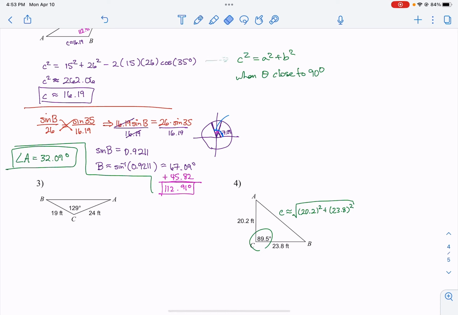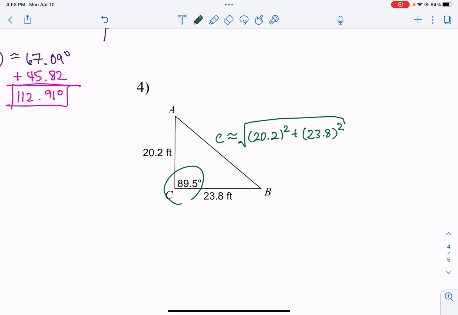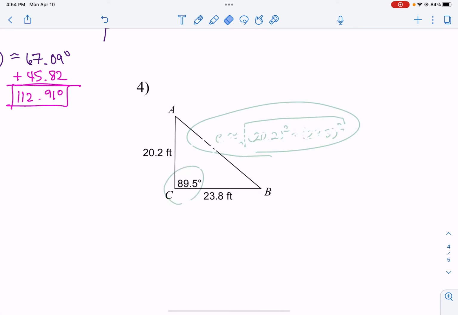Maybe try for number 4 to do it one way with the law of cosines, see what answer you get there, and then maybe try to do it using the Pythagorean theorem. And those answers, if you're doing everything right, should be very, very similar. It might even be hard to tell the difference. But anyway, I'm going to leave the rest to you guys.